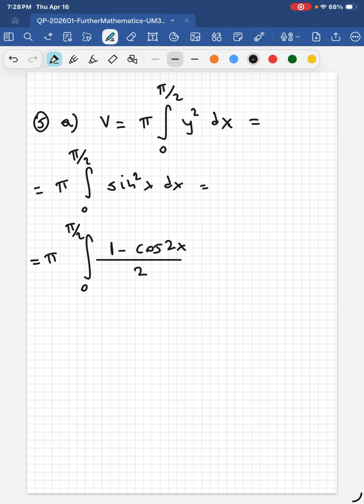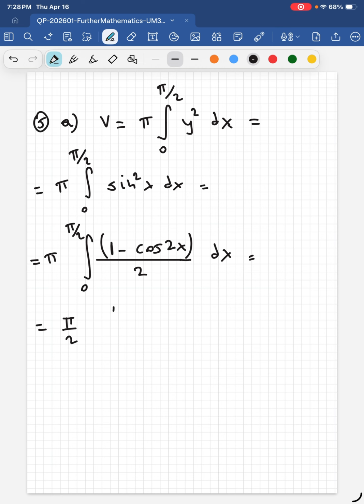Let me know in the comments if you actually have to prove this, because if you have to prove this, the game becomes different, okay? But I'm assuming you can use it, okay? So that's how we can write it. So now pi acquired the company of 2 in the denominator. So we have pi over 2, okay?